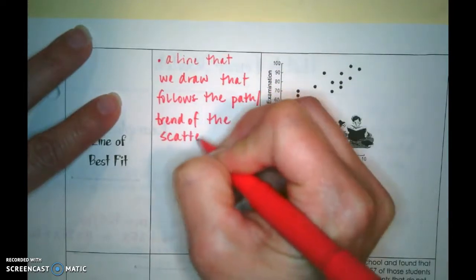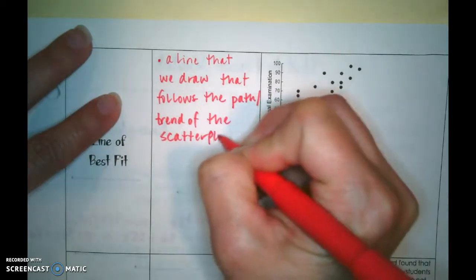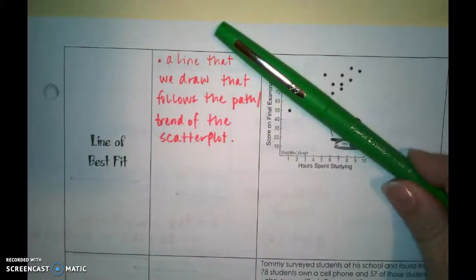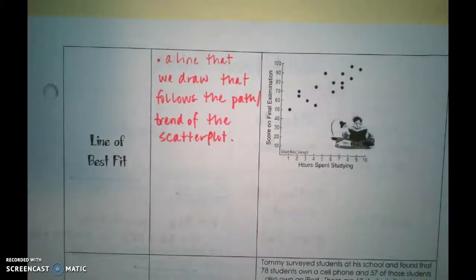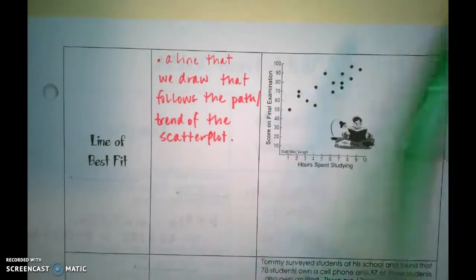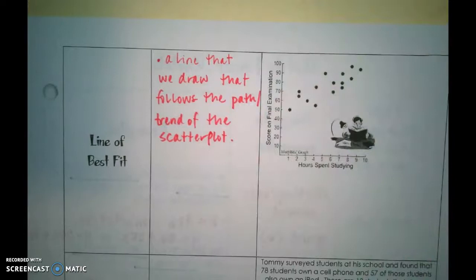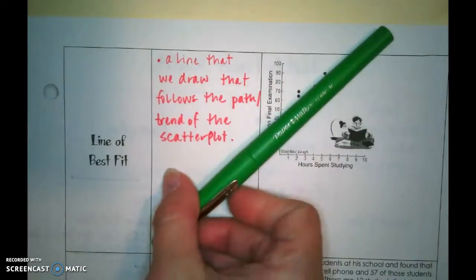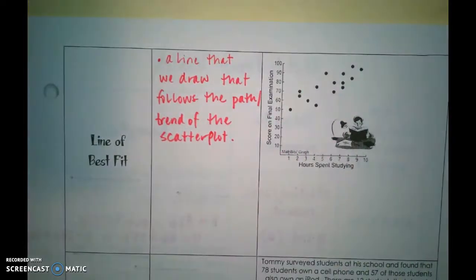It wouldn't make sense on this graph to do a line going in this direction because the points on the scatter plot have a positive correlation to each other. So when we draw a line in this scatter plot, we are going to want the line to go in this direction. Now, what we're going to do is we need to decide where that line looks the best.